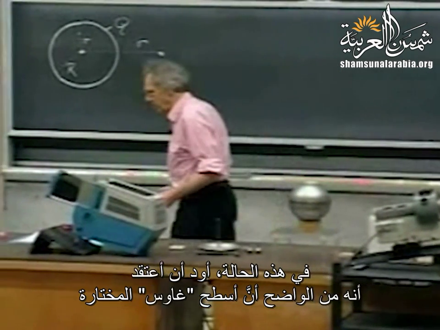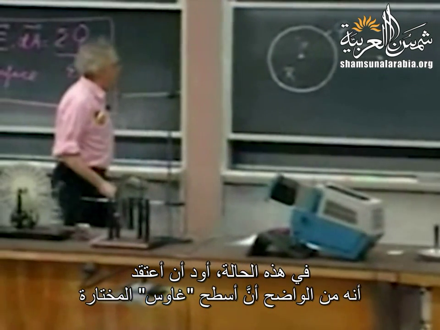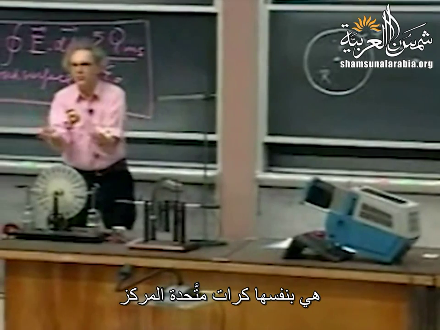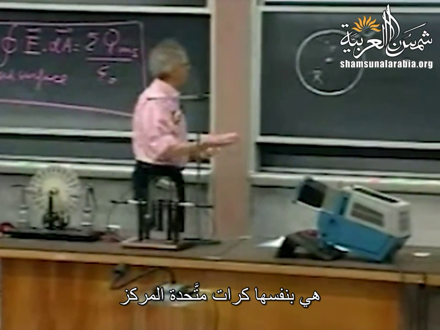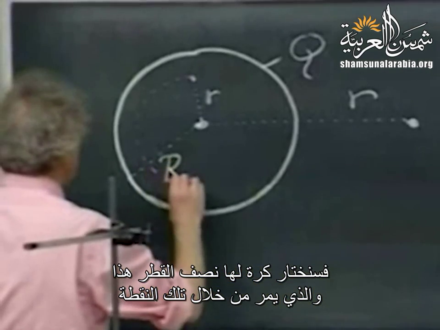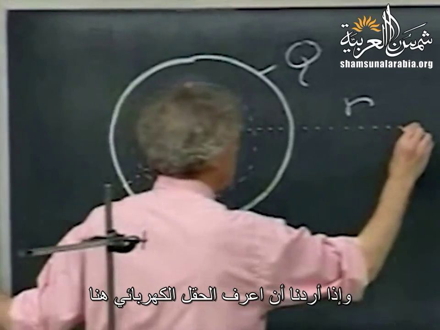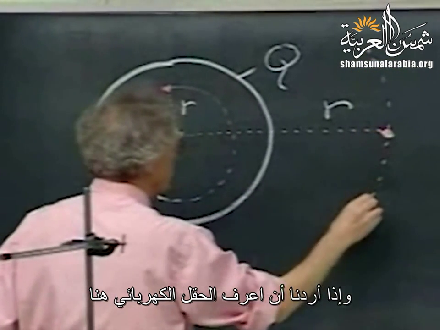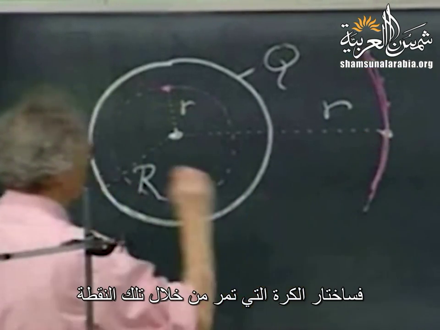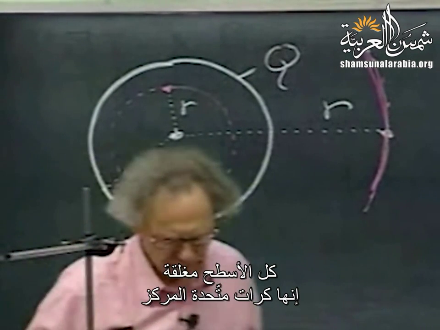In a case like this, I would think it is rather obvious that the Gauss surfaces that you would choose are themselves spheres, concentric spheres. If you want to know what the electric field is at this point, you choose a sphere with this radius r going through that point. And if you want to know what it is here, you choose a sphere going through that point. All the way enclosed. It's a concentric sphere.